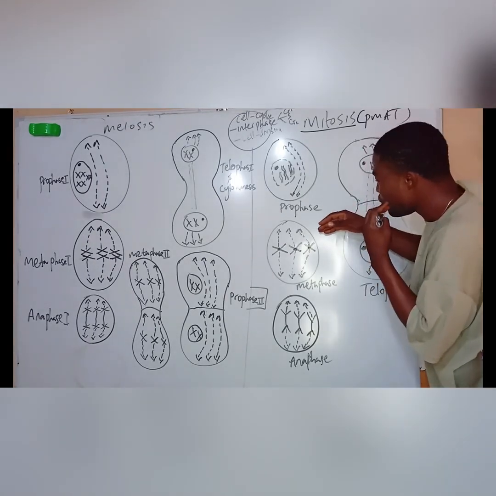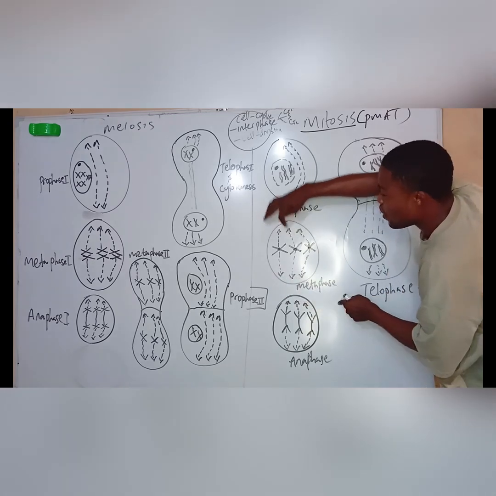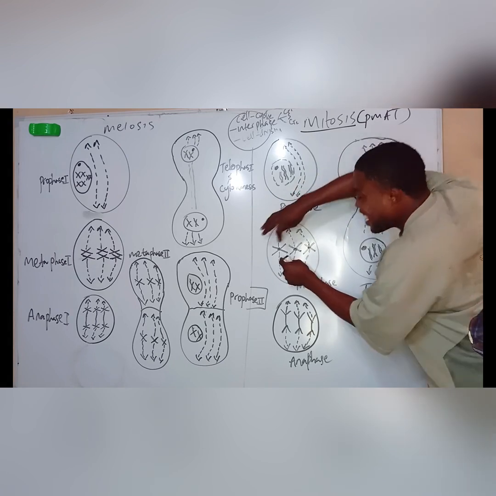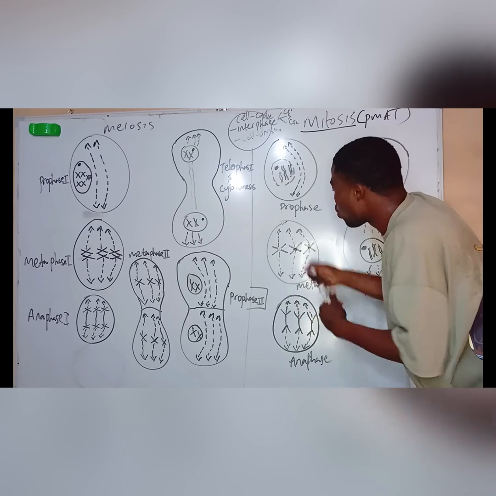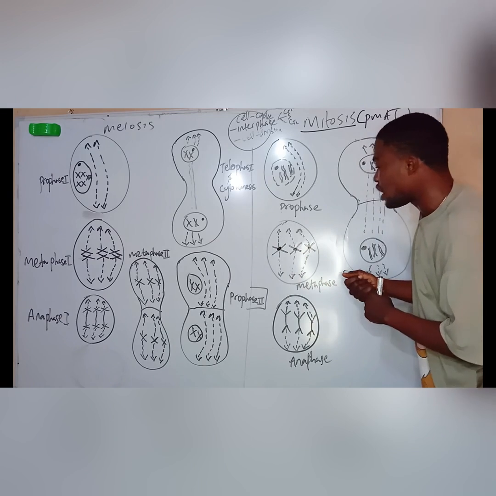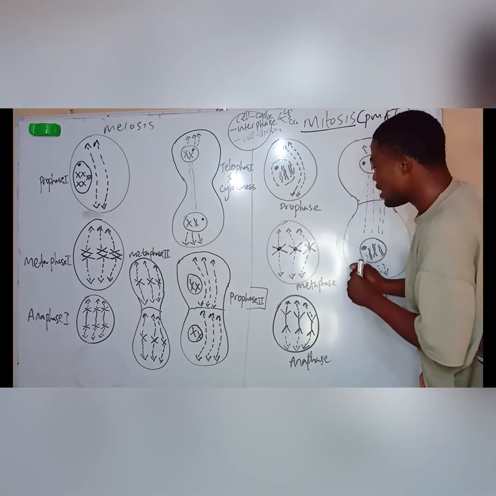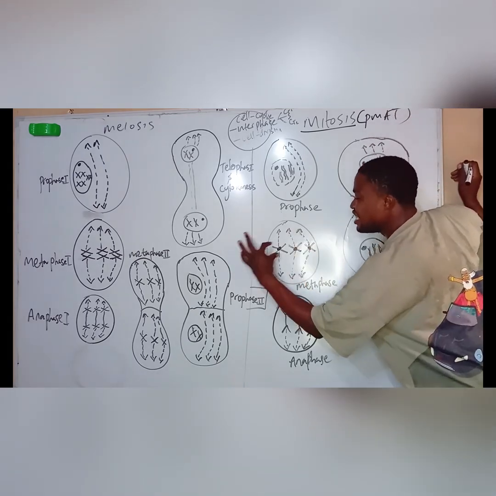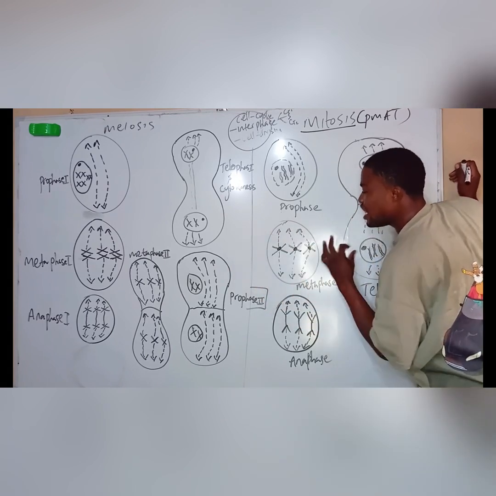Now, the centrosome has successfully produced spindle fibers in early metaphase. These spindle fibers get attached to the chromosome, particularly the centromere of the chromosome. And in late metaphase, they help to arrange the chromosomes at the equator. So the chromosomes are successfully arranged at the equator.